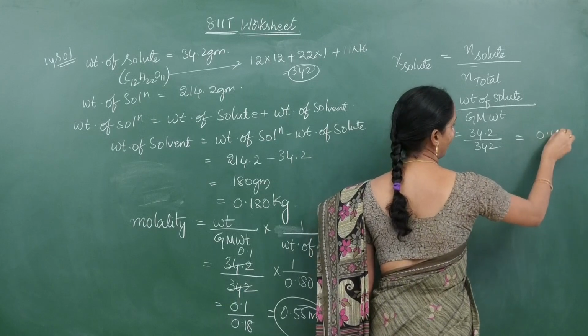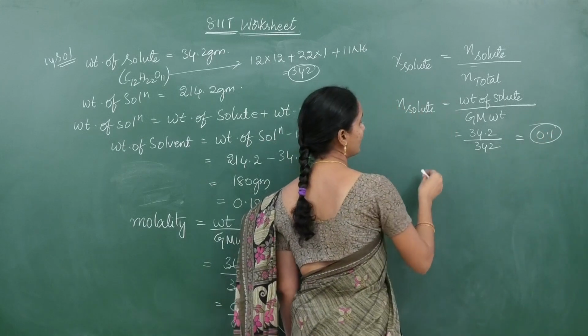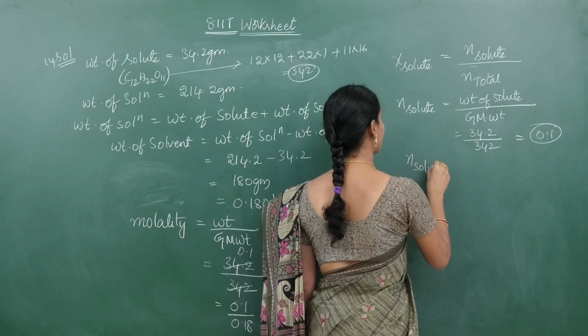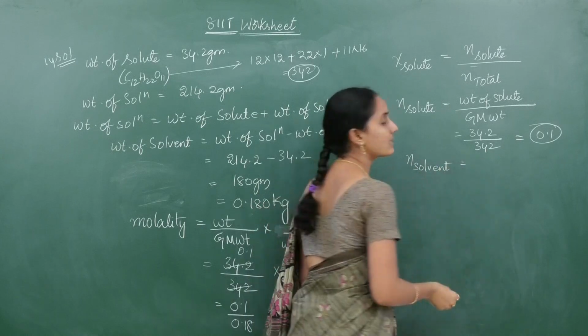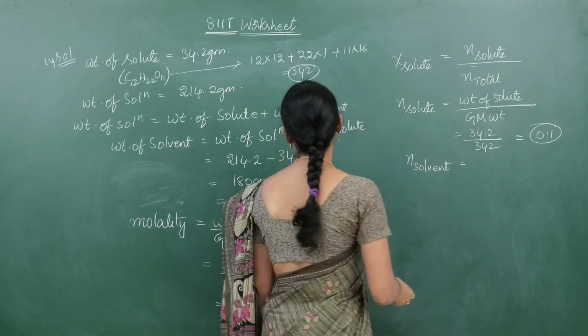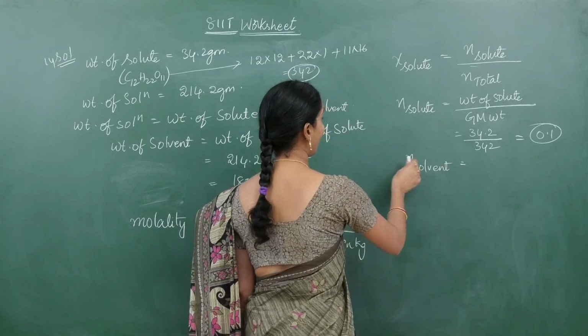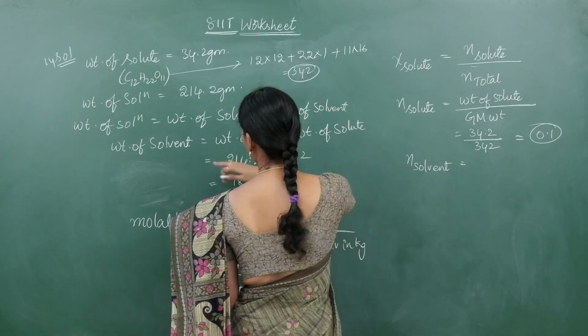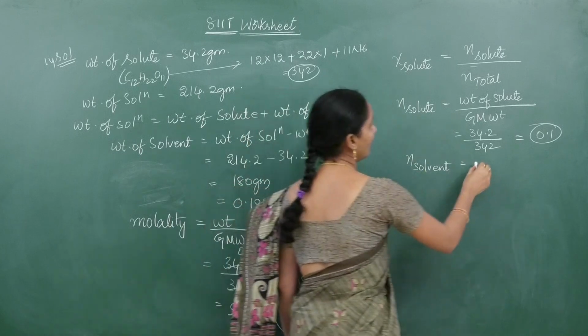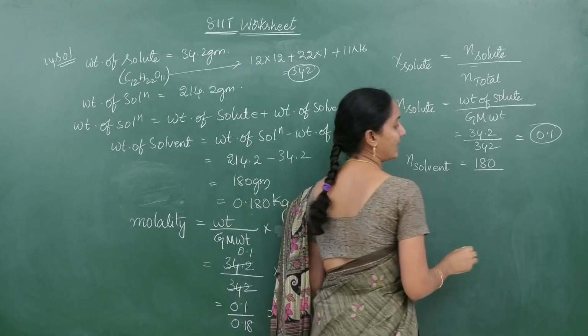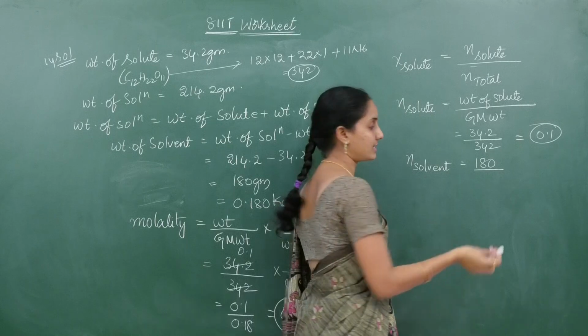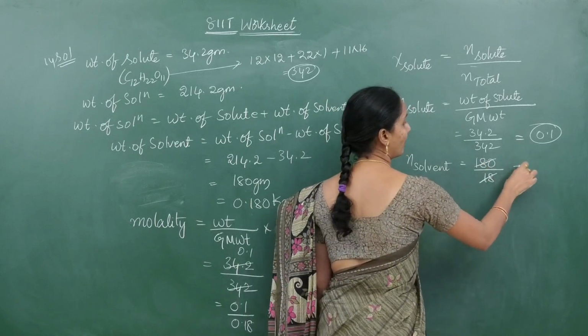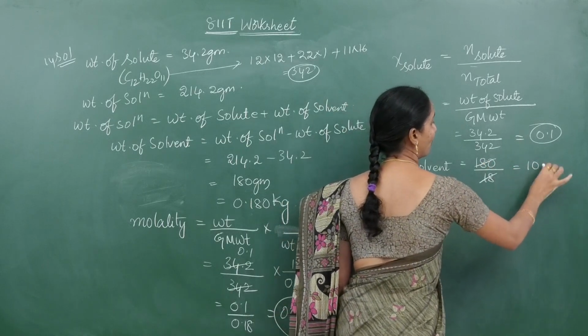342. So it is 0.1 moles, and weight of solvent is, what is the solvent here? Water. Number of moles of solvent is weight of solvent. How much weight we got? 180 in grams, and gram molecular weight of water is 18. So how many? 10 moles it is.